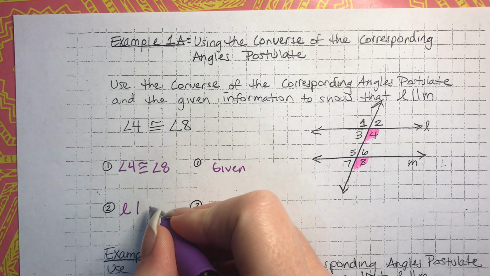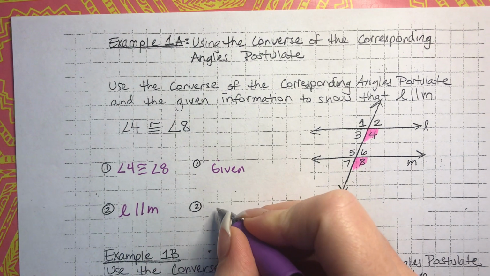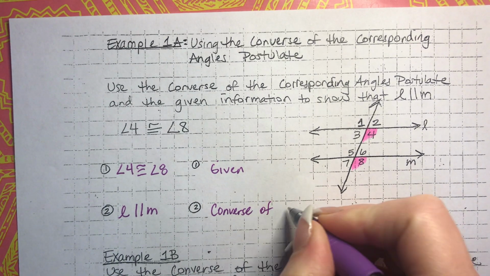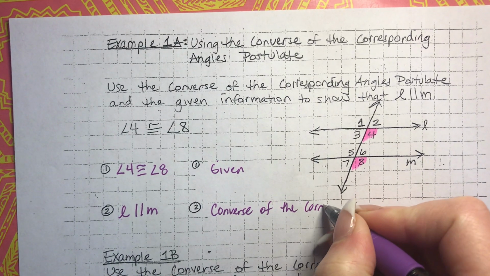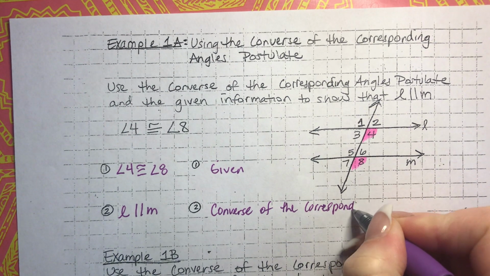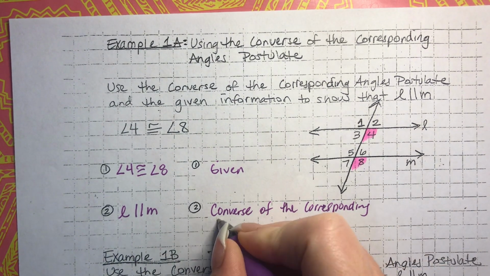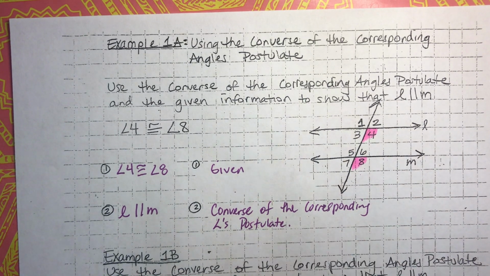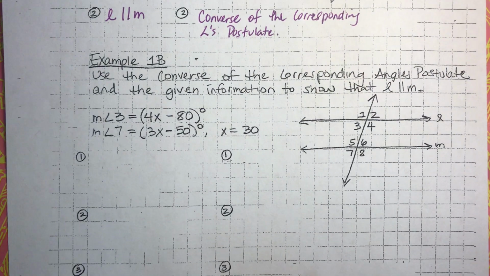So we can just say L is parallel to M by the wonderful, magnificent converse of the corresponding angles postulate. Boom, that's it. A two-step proof. Pretty nice. Okay, let's look at the next one.